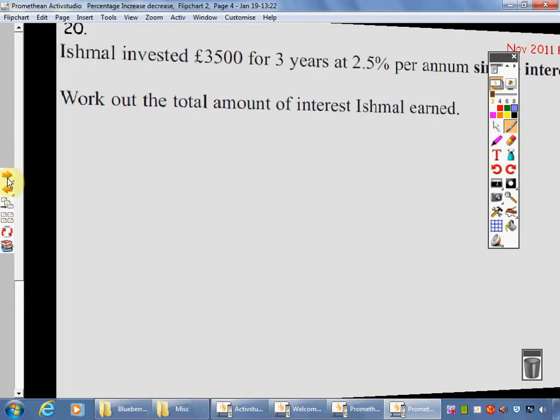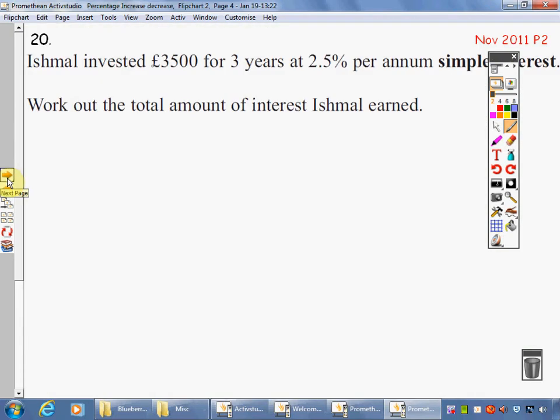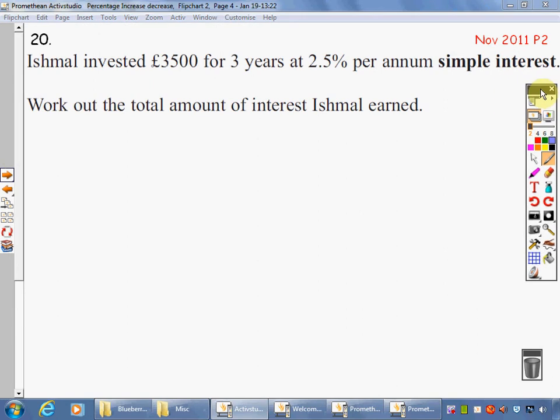Okay, one last question for you to go here. And I've given this because it's talking here, I just move my pens, about simple interest. Now, simple interest is just where you always get, for 3 years, the 2.5% of the 3,500.